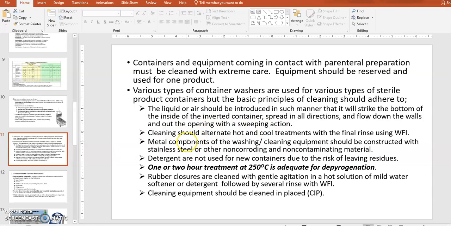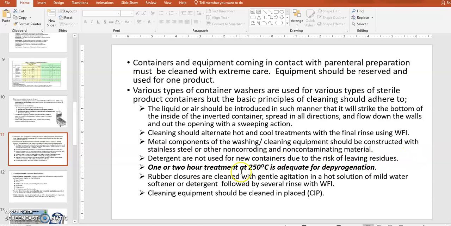And cleaning should alternate hot and cold treatment with the final rinse with WFI. So we're talking about the CIP, SIP method. Metal components of the washing and cleaning equipment should all be constructed with stainless steel, because it doesn't change, it doesn't lose its components, or other non-corroding, non-contaminating material. High-grade stainless steel, that's what it means. Detergents are not used for containers due to the risk of leaving residues.